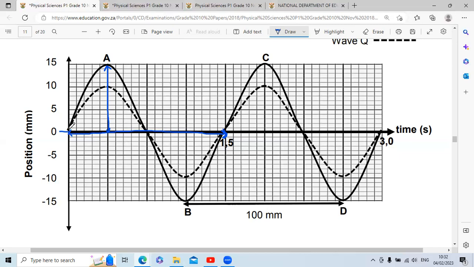From the start of this wave, you can see that this is where the wave starts, and this is where the wave ends, and this is where another one starts, and this is where another one ends, no? So there's these time points. Here you have 1.5, and here you have 3.0. What does this time, the 1.5 seconds, represent?